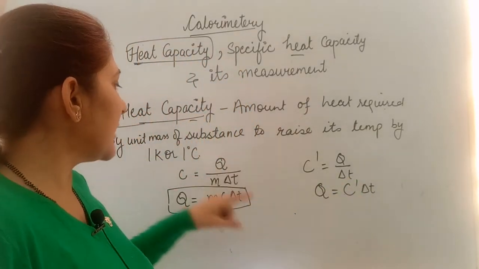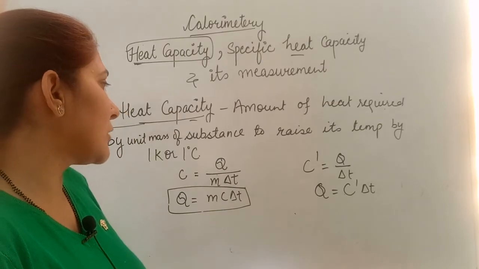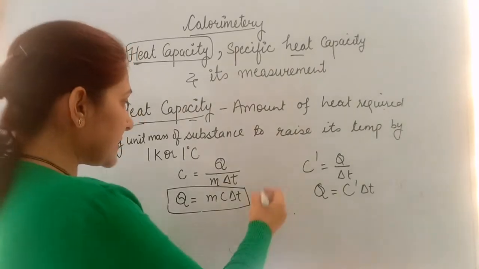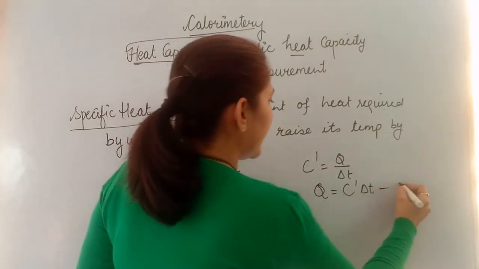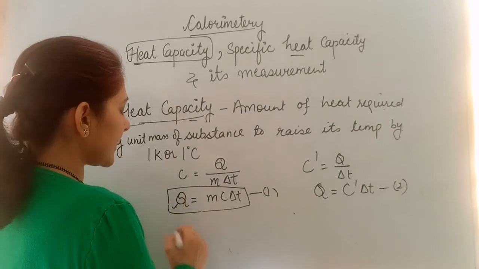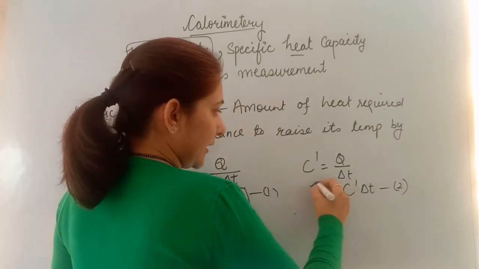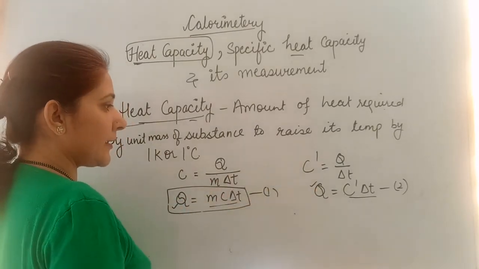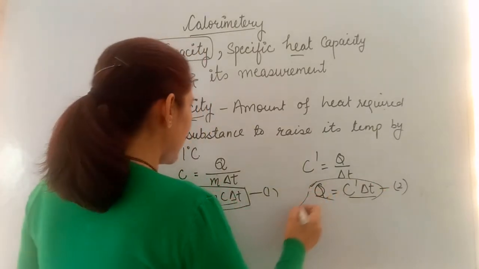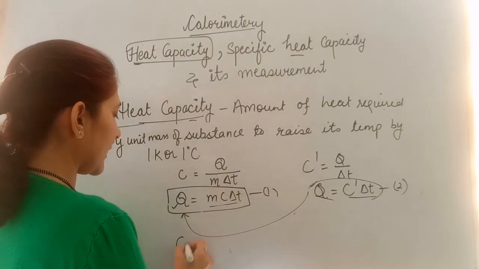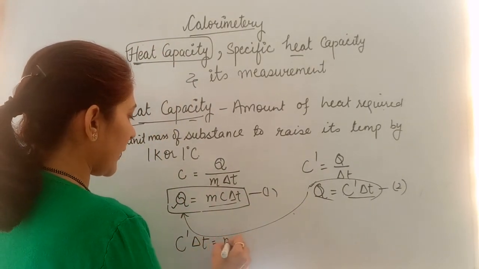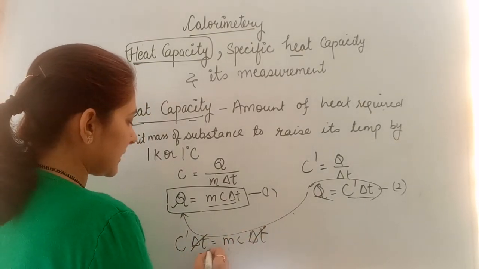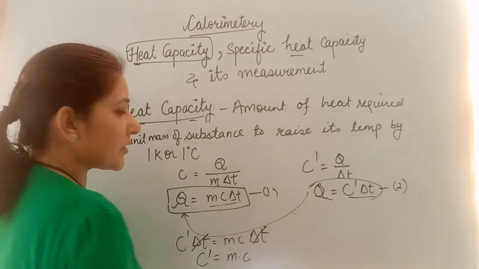This heat capacity and specific heat capacity, these two are related to each other. How are these two related to each other? Let's do that also. Consider these two equations. This is equation number 1 and this is equation number 2. This Q, that is heat required, is equal to this, and in this way heat required is given by this. So if these two are representing heat required, then we can substitute this value of Q over here. And what can we get? We can get C'ΔT is equal to mcΔT. This will be cancelled out. That means heat capacity will be mass into specific heat capacity.